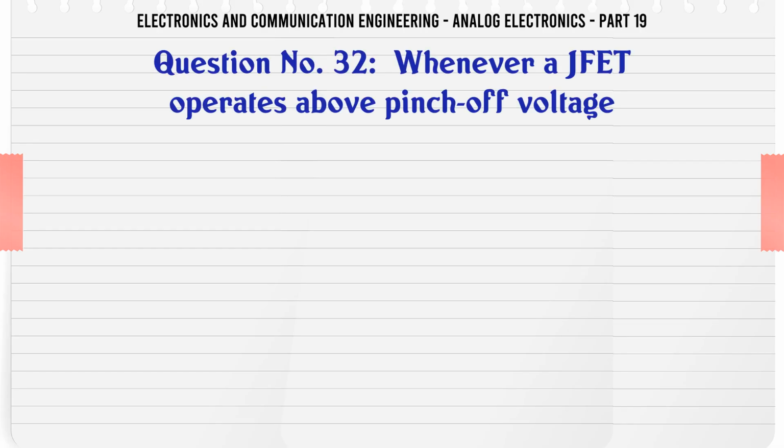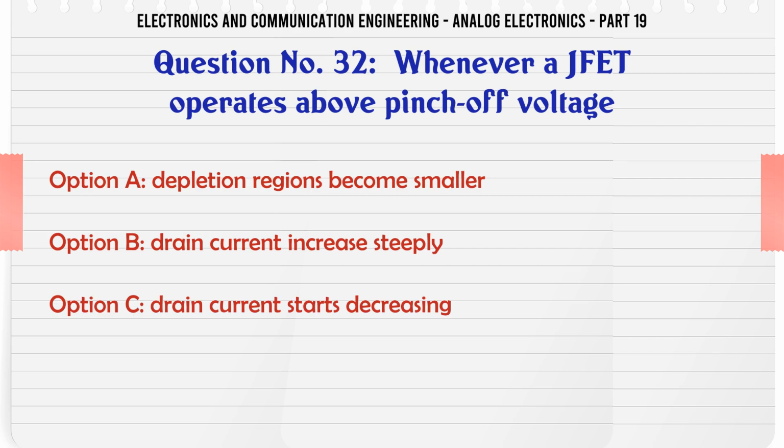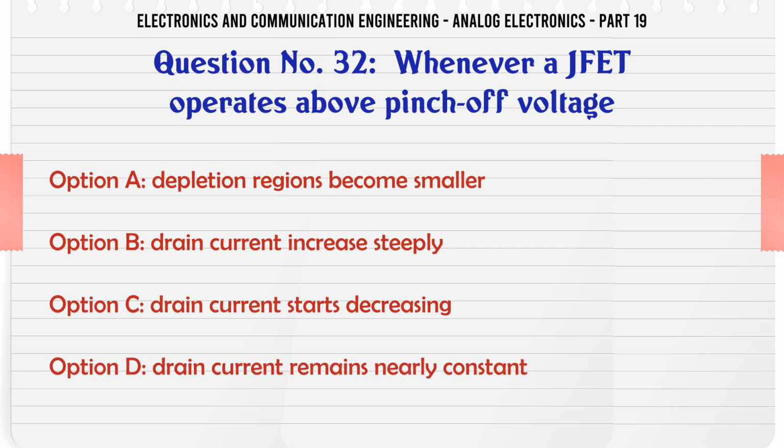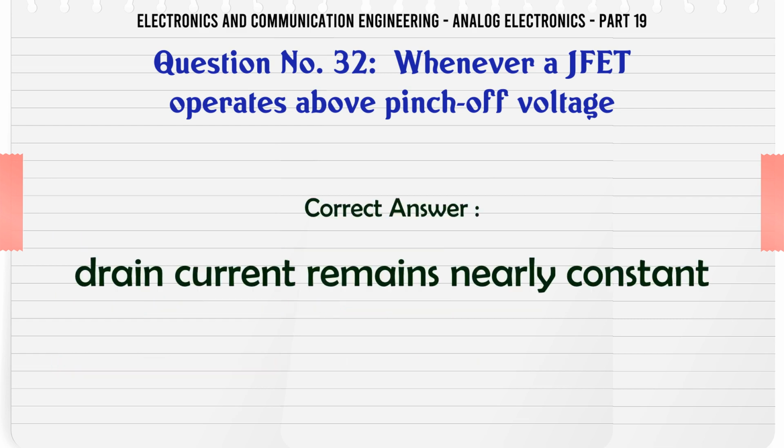Whenever a JFET operates above pinch-off voltage, A. depletion regions become smaller, B. drain current increases steeply, C. drain current starts decreasing, D. drain current remains nearly constant. The correct answer is drain current remains nearly constant.